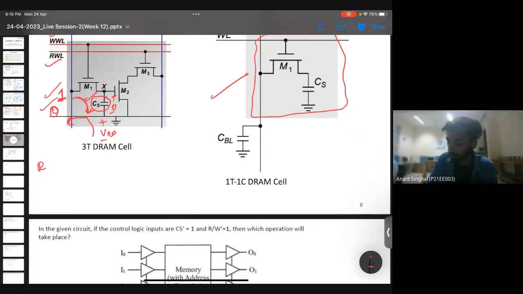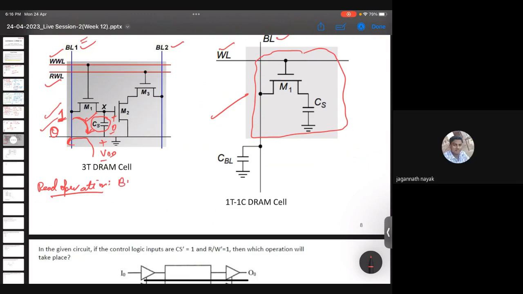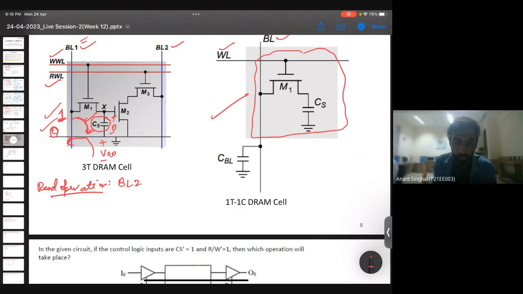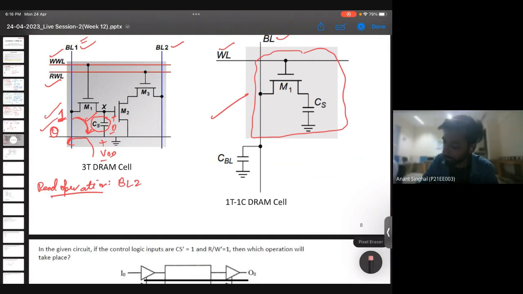If we talk about the read operation, in this what we do is we pre-charge this bit line. Please explain the read operation, I have forgotten. Sure, which operation, read or write? Sir, both. Okay, so I'll explain the write one again.